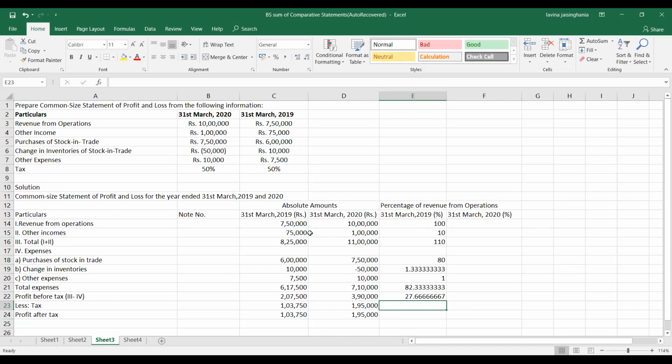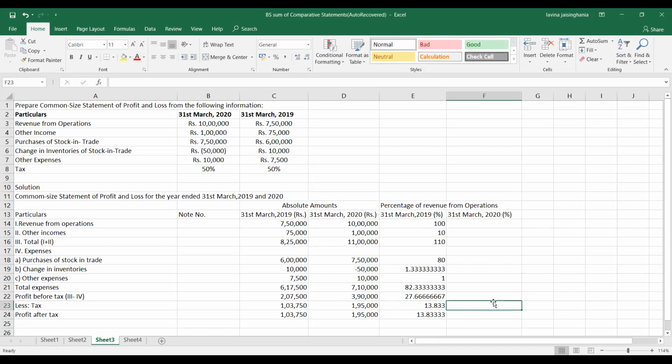Okay, same profit for tax you can do: 1,03,750 into 100 divided by 7,50,000. You'll get your answer as 13.833. Same if you do for profit after tax, 1,03,750 into 100 divided by 7,50,000, you'll get your answer same, 13.833. Your common size statement for 2019 is prepared.